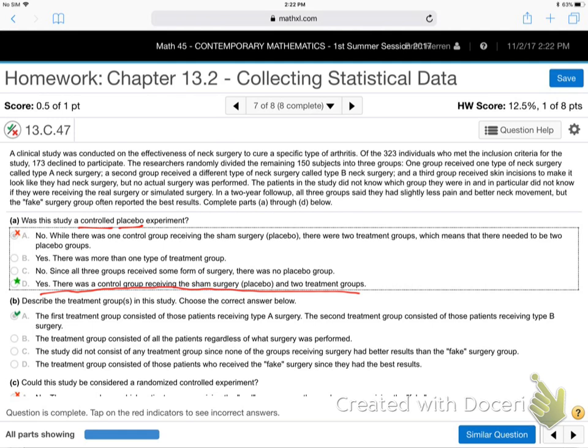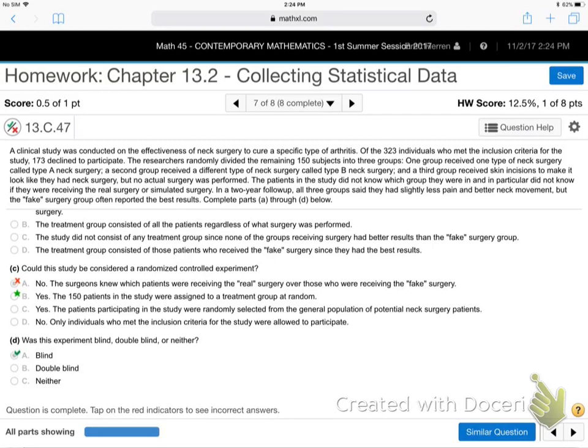Next question. Describe the treatment groups in this study. Like, who is the treatment group? Well, those are the ones getting something real. The first treatment group is type A. The second is the ones getting type B. That's the treatment group. Wait, you said placebo is someone getting a fake surgery? Fake. Placebo means fake. Exactly. Good. Is that good to there? Let me move on.